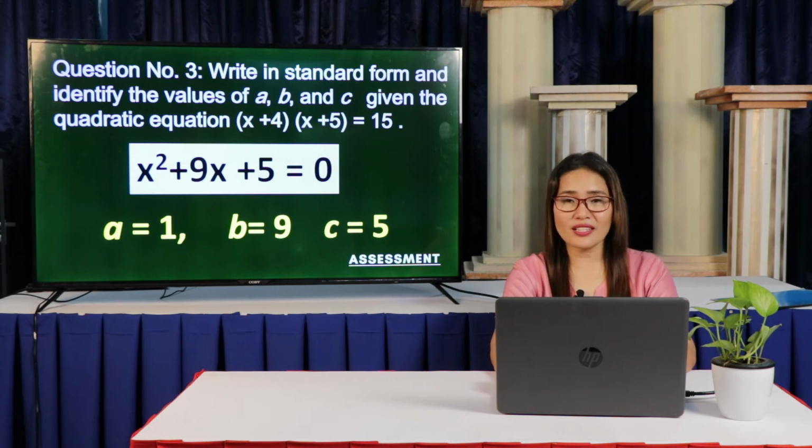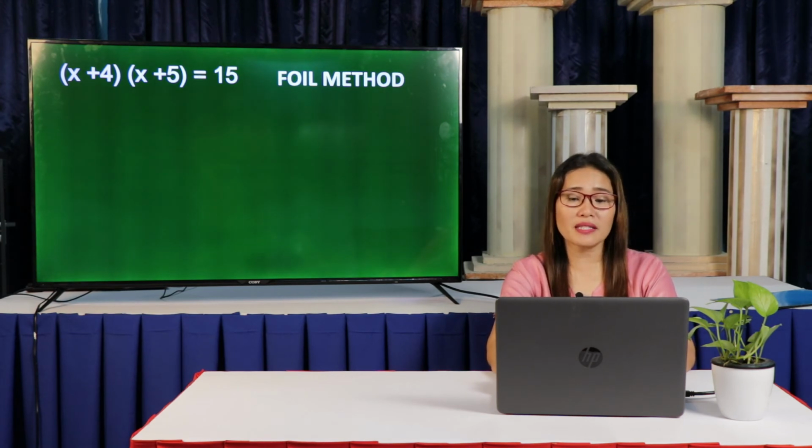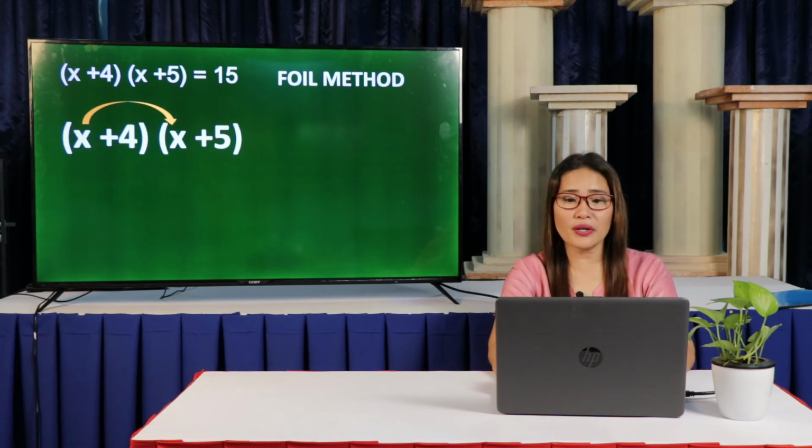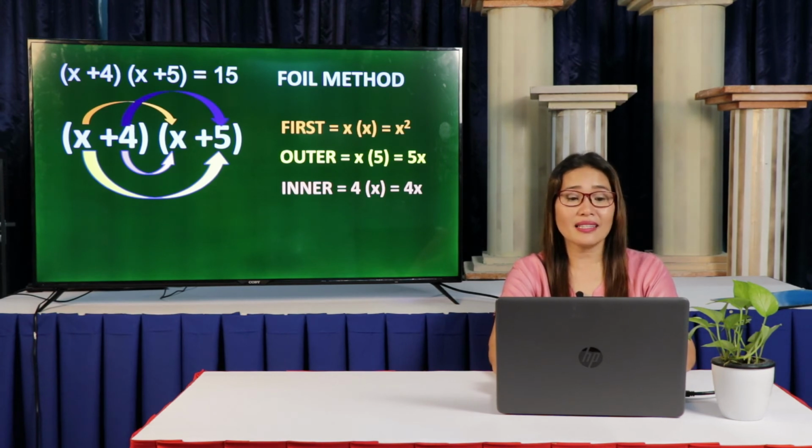How did we get the answer? First, we solve the quantity of x plus 4 times the quantity of x plus 5 using the FOIL method. Then you will have the first term, x times x equals x squared. The outer term, x times 5 equals 5x. Then the inner, we have 4 times x equals 4x. And the last term is 4 times 5 equals 20.